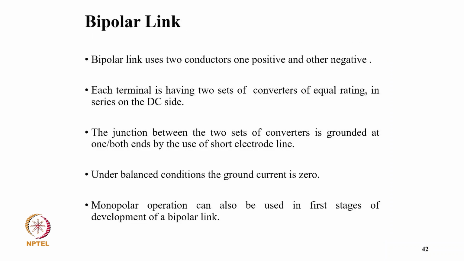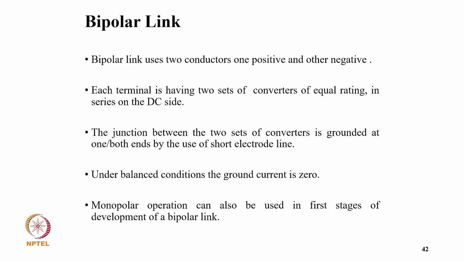Now coming to the bipolar link. The bipolar link uses two conductors, one positive and the other negative, and each terminal has two sets of converters of equal rating in series on the DC side, and the junction between the two sets of converters is grounded at one or both ends by use of a short electrode line, and under balanced condition the ground current is zero.